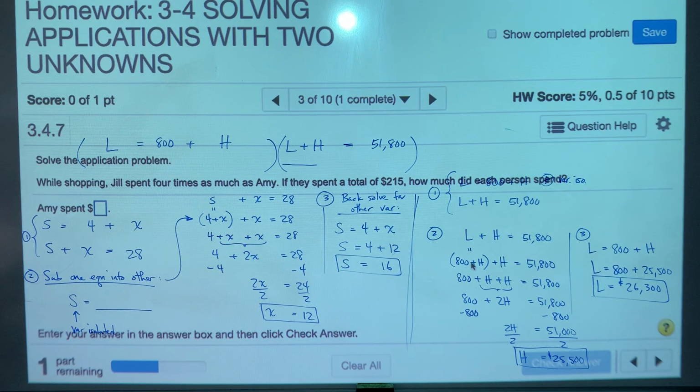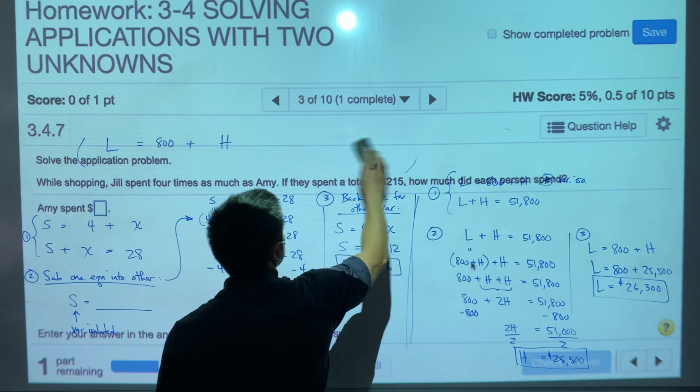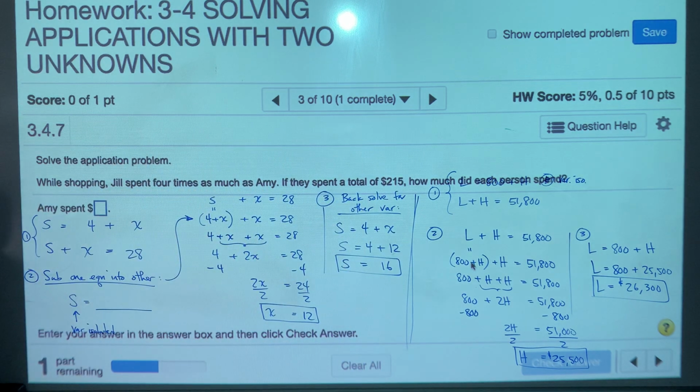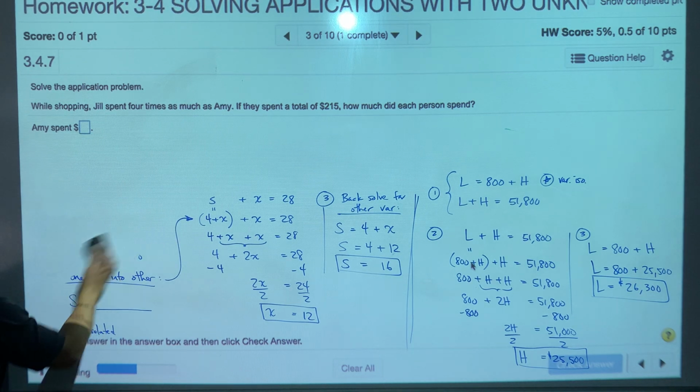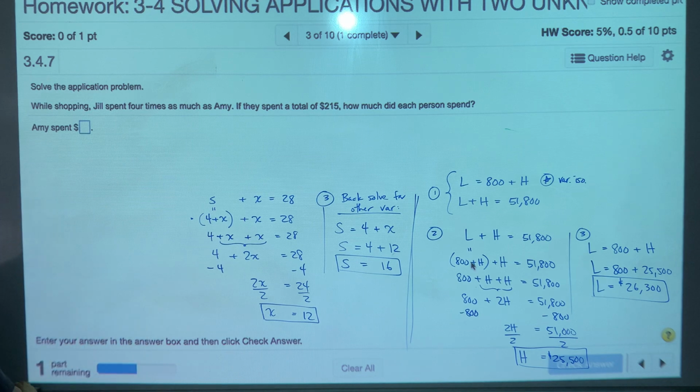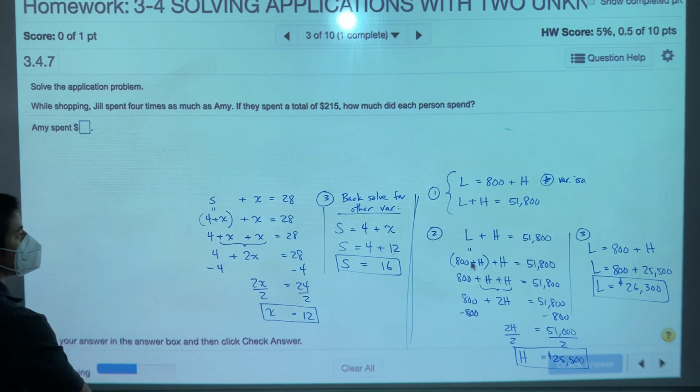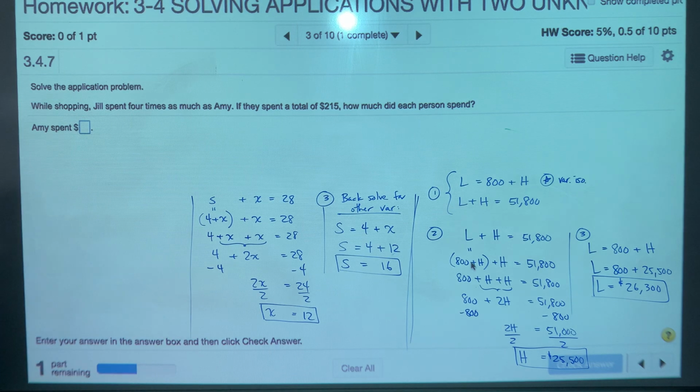All right. Let's take a look here. So, erase this. While shopping, Jill spent 4 times as much as Amy. Okay. So maybe what I'm going to do here is zoom out just a bit to give me a little bit more room. I'll erase this one. Let's see if I make it work in this smaller zone here. All right, so while shopping, Jill spent 4 times as much as Amy.